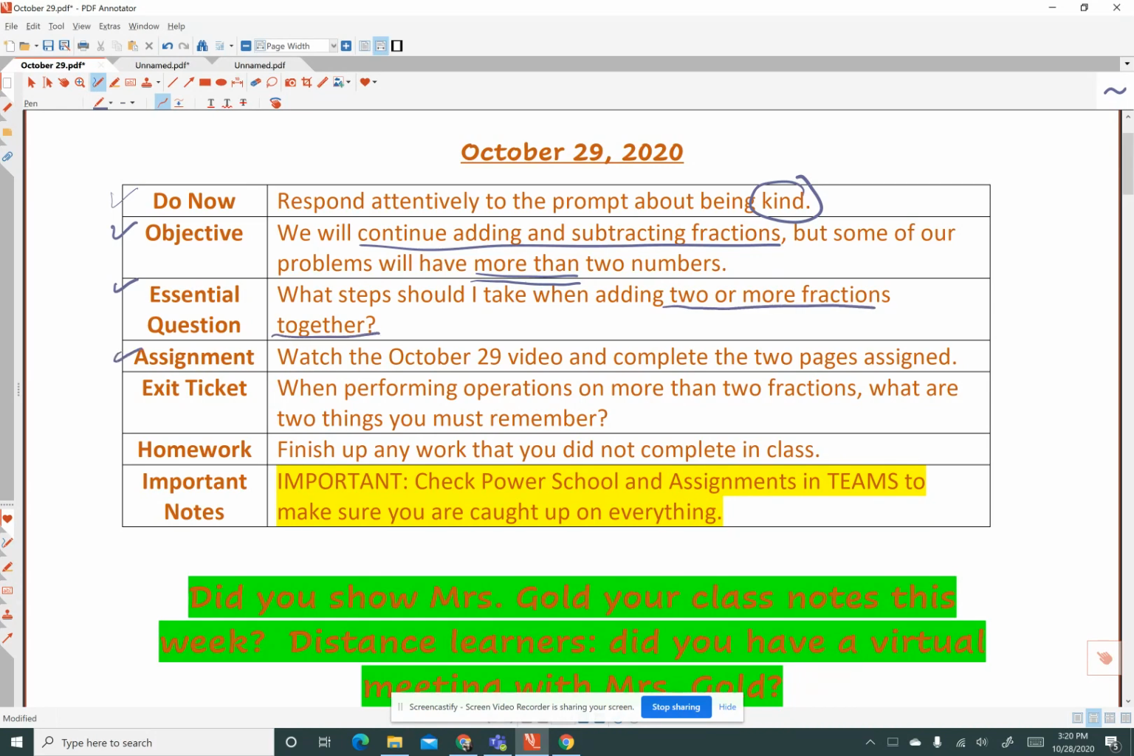And our assignment will be to watch the October 29th video, and we have 2 pages of problems today assigned. And these are interesting problems. They're called self-checking, and I'll show you how that works. Our exit ticket asks, when performing operations on more than two fractions, what are two things you must remember? And for homework, just finish up anything you haven't completed in class. Remember to check PowerSchool and assignments in Teams to make sure you are caught up on everything, because you want to be A-OK.